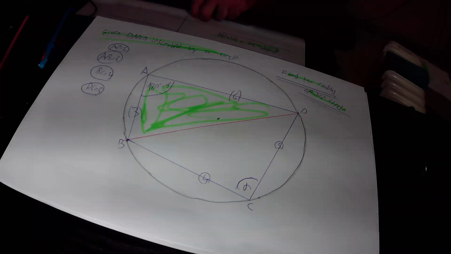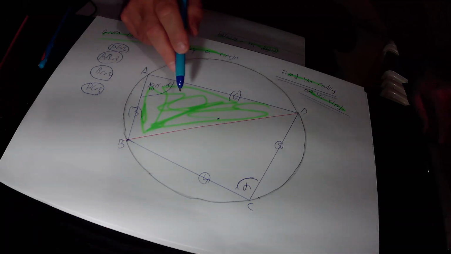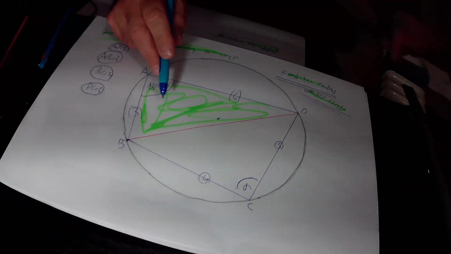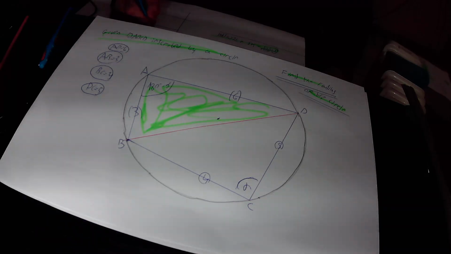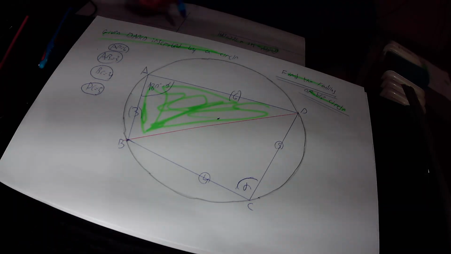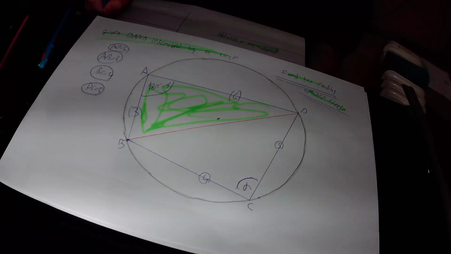So according to the law of cosines, in this red triangle, in this white triangle BDC, the following equation is true: BD squared equals DC squared plus BC squared minus 2 times DC times BC times cosine alpha.